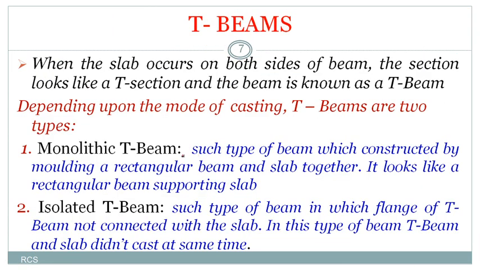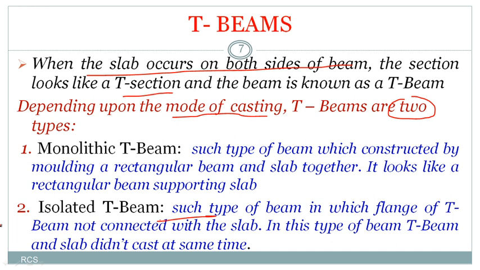Now we'll discuss what the different types of T-beams are and what a T-beam means. You know, already discussed that T-beam means the slabs occur on both sides of the beam. The section is called a T section, or the beam is called a T-beam. And these T-beams are classified based on the mode of casting. Based on the mode of casting, the T-beams are of two types. How many types? Two types.